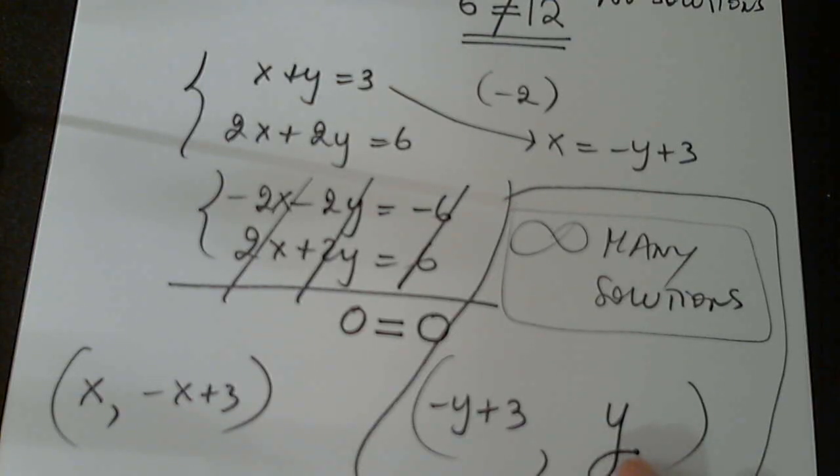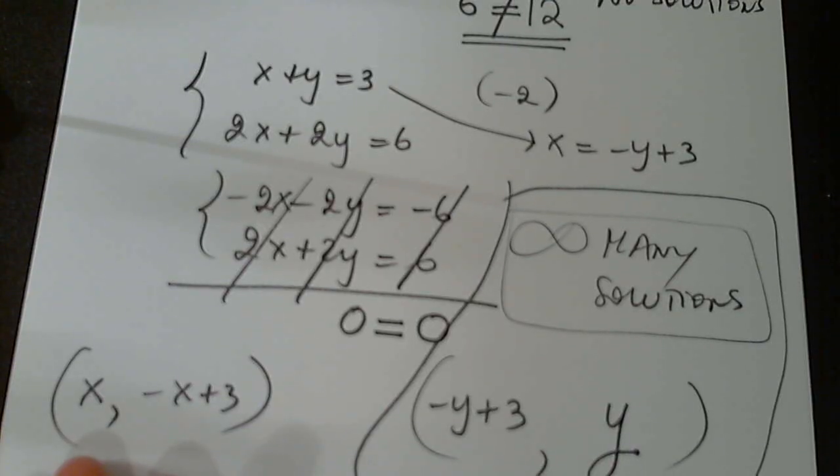Let's say y is negative 2. If y is negative 2, x is 5, because negative 2 plus 3 is 5. If y is 10, then x is negative 7. If y is 20, then x is negative 17. And I can go on forever.